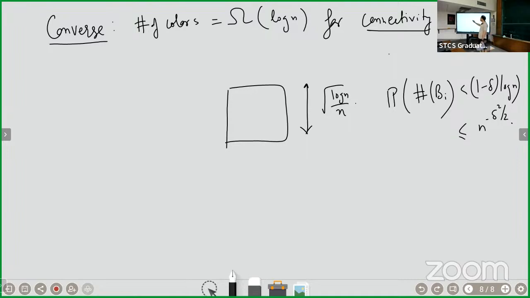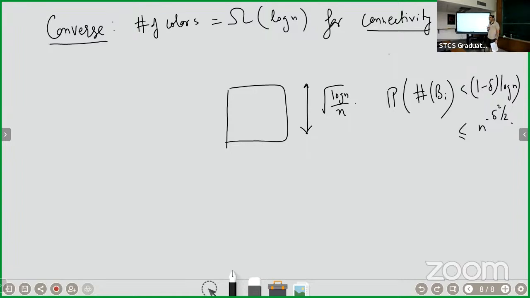So now think that there are (1 minus delta) log n points sitting inside here. The number of colors you are given is little o of log n. What will go wrong? What is the simplest event you can compute for the converse? Connectivity is too difficult. If something happens, then definitely connectivity cannot happen. What is that simplest event? Isolation. If a point is isolated, there is no way it can connect.